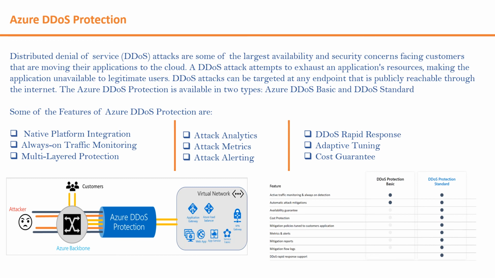Adaptive tuning. Intelligent traffic profiling learns your application traffic over time and selects and updates the profile that is most suitable for your service. The profile adjusts as the traffic changes over time. Finally, we have cost guarantee. Receive data transfer and application scale-out service credit for resource costs incurred as a result of documented DDoS attacks.